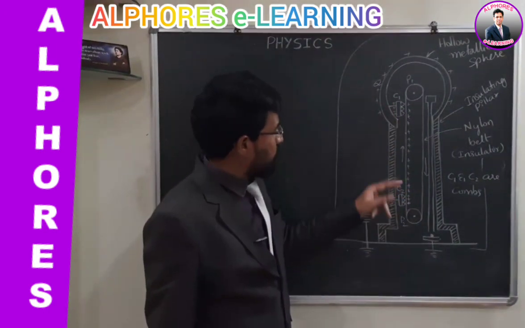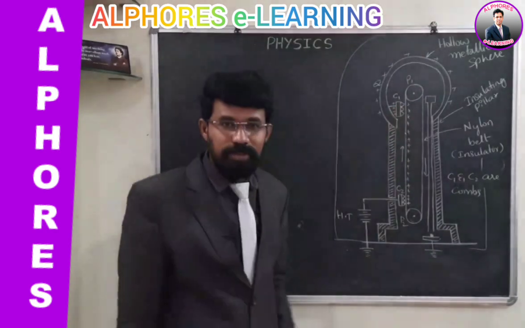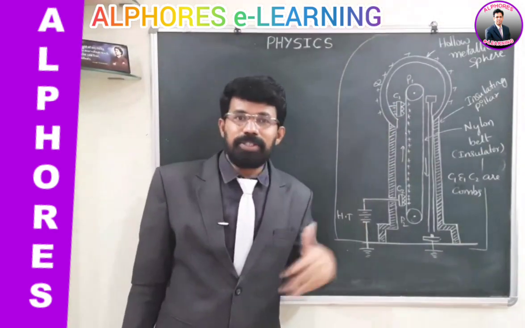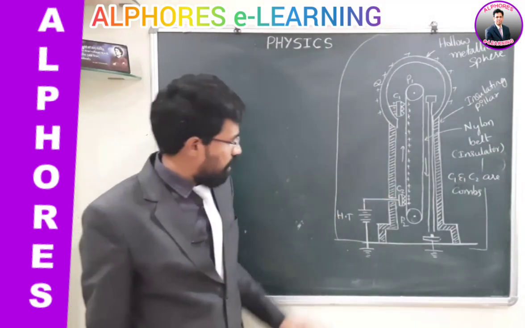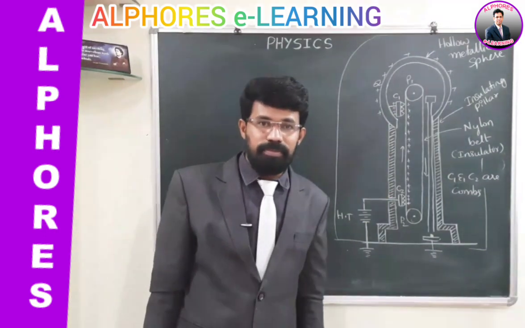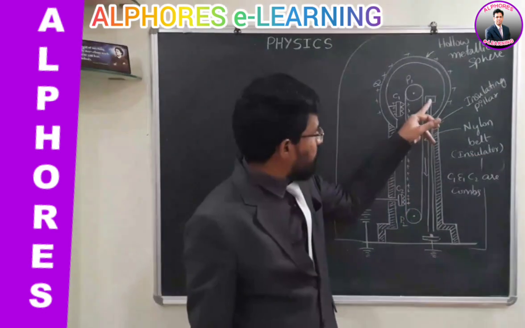I have taken two combs here. This is C1, this is C2. These combs have sharp edges. Just now we have discussed the action of sharp edges, right? So here those sharp edges were taken. And this is a high tension source, and I'll tell you about this one later.